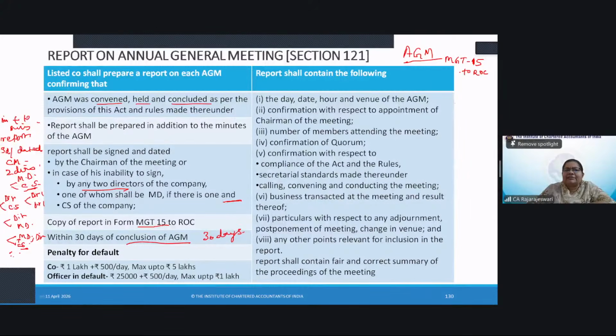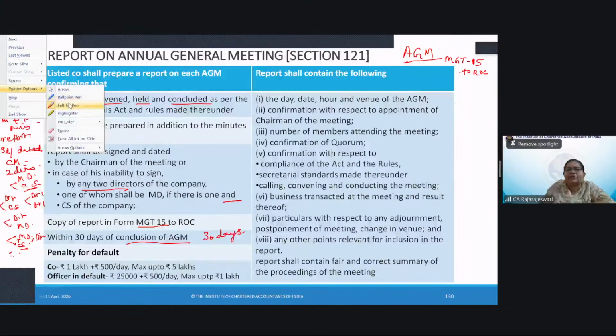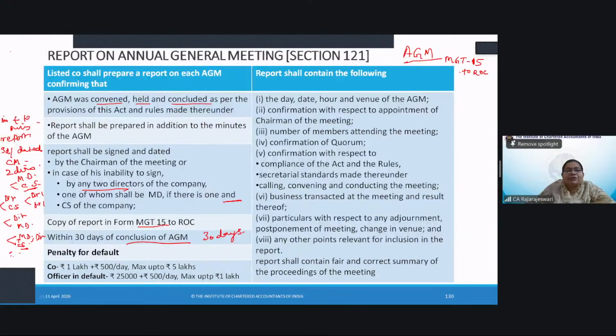Suppose I hold the AGM. For want of quorum, it was not held on that day. It was adjourned. Then, only on the adjourned meeting, it was concluded.